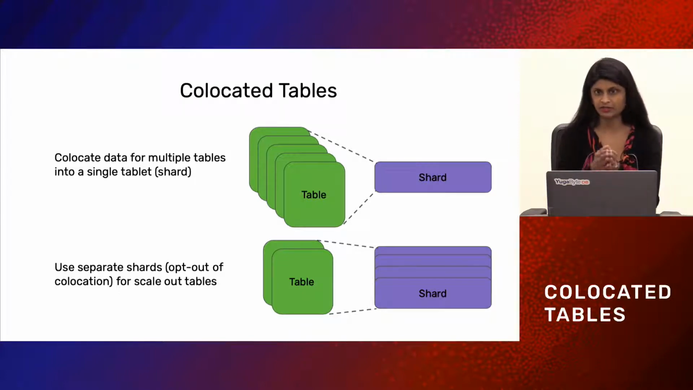So co-located tables is just that. It's an ability for you to group certain smaller tables into a single tablet or shard and use separate shards for the tables that you actually want to scale out. So in your database, if you have 100 tables, let's say 95 of those are small, they can all be co-located on a single shard, and the remaining 5 can be those scale out tables which actually have their own set of shards.